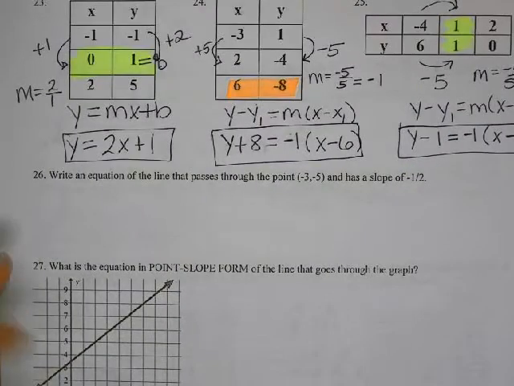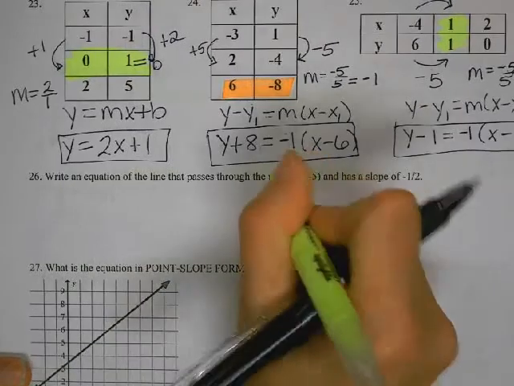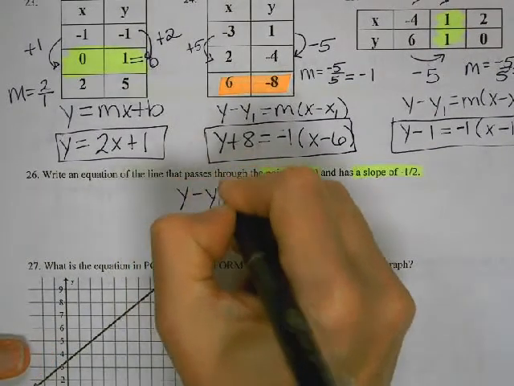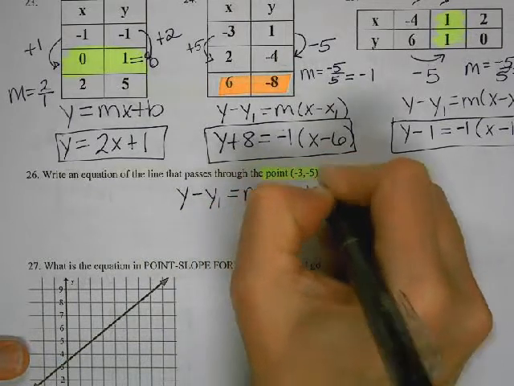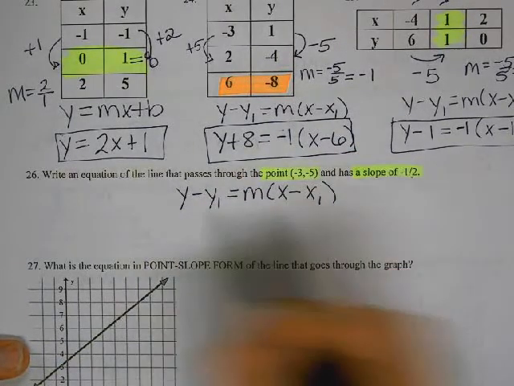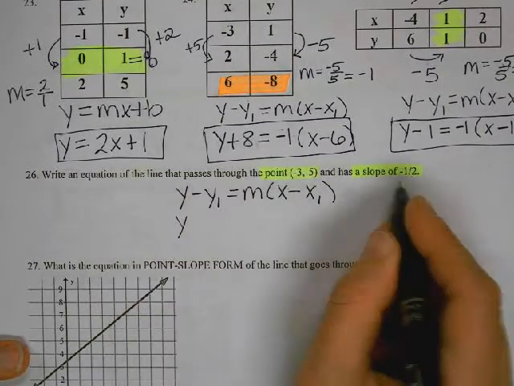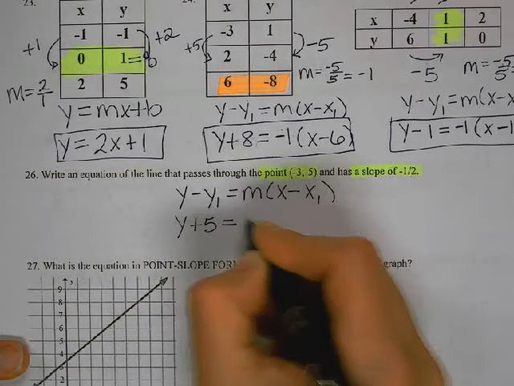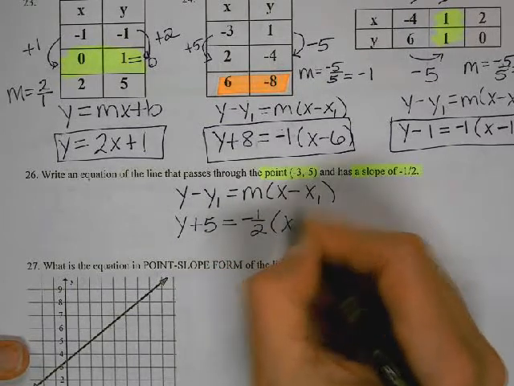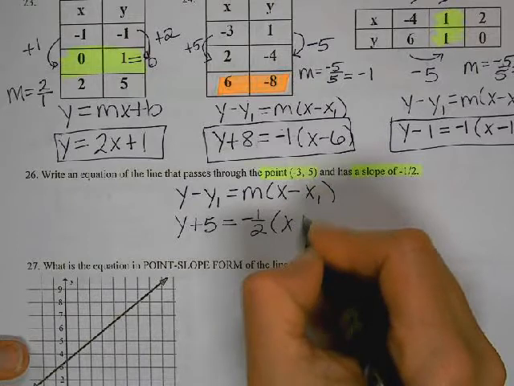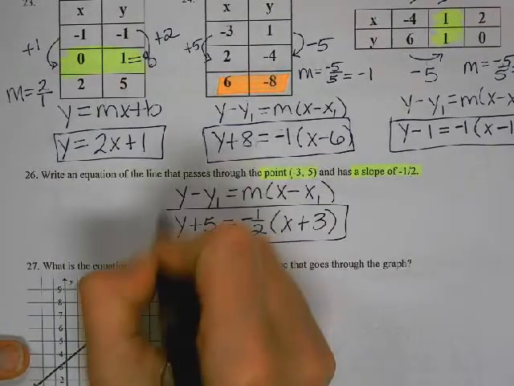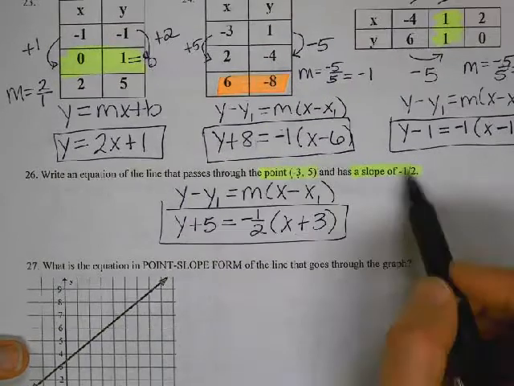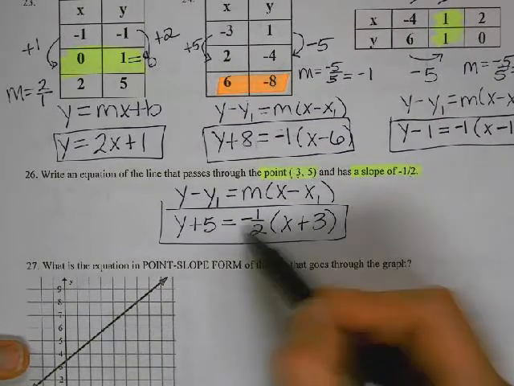Number 26 says, write an equation of a line that passes through the point negative 3, 5, and has a slope of 1/2. Sorry, that says negative 1/2. y minus y1 equals m times x minus x1. So we've got three numbers that we're going to put into our equation. y goes with the negative 5, so we say plus 5 equals, write your slope, negative 1/2, x, and then it's negative 3, so we're going to say plus 3, and then you're done. Positive 3 because it's negative here, positive 5 because it's negative there, and 1/2, the same slope you had, negative 1/2.